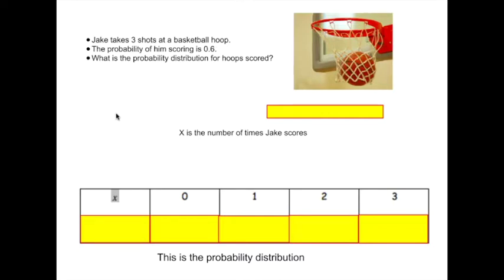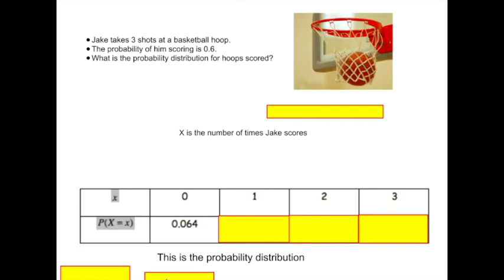Now what we're going to do is work out what the associated probabilities are for each of these X values. So the notation we use for this is: what is the probability that uppercase X is equal to lowercase x? So what's the probability that X is equal to 0? What's the probability that X is equal to 1? And so on. So let's try and work out what those probabilities would be. The probability of me scoring no hoops would mean missing on all 3 occasions. That would be 0.4 times 0.4 times 0.4, and that comes out as 0.064.